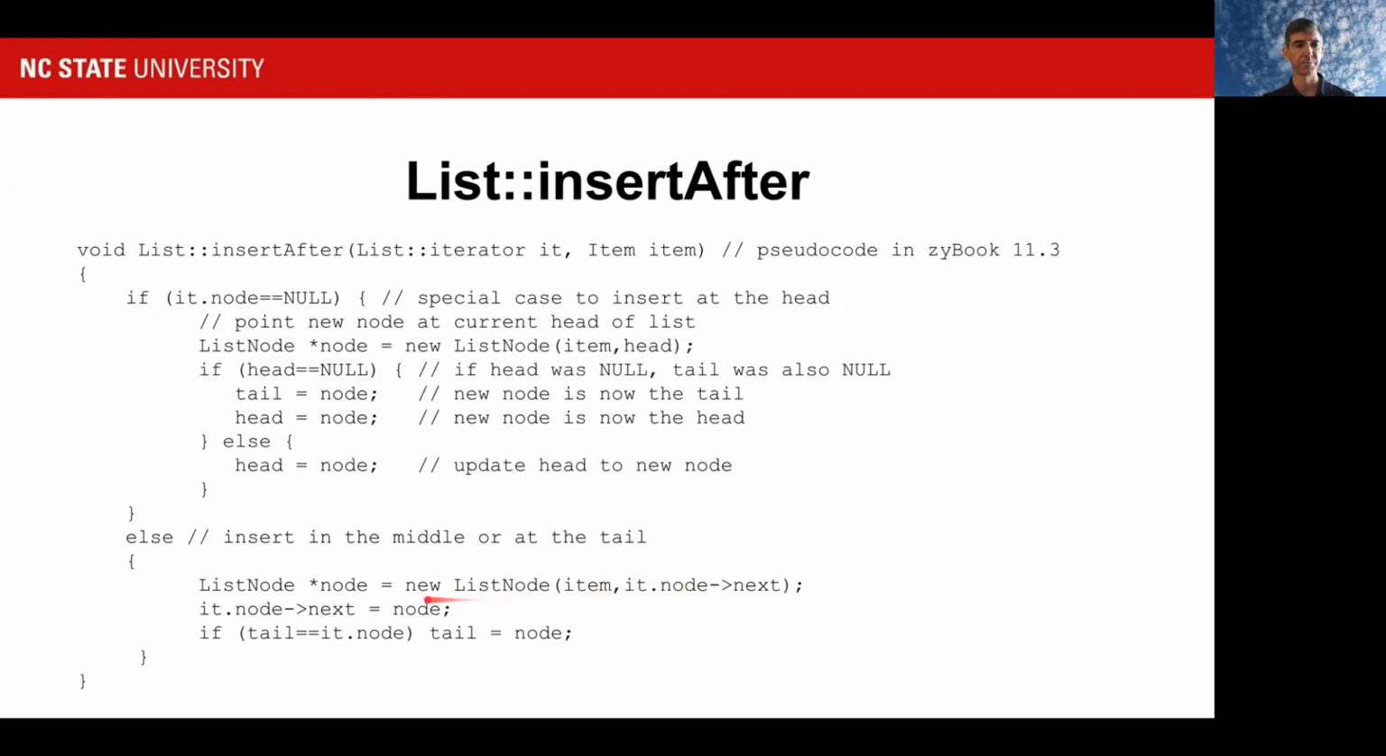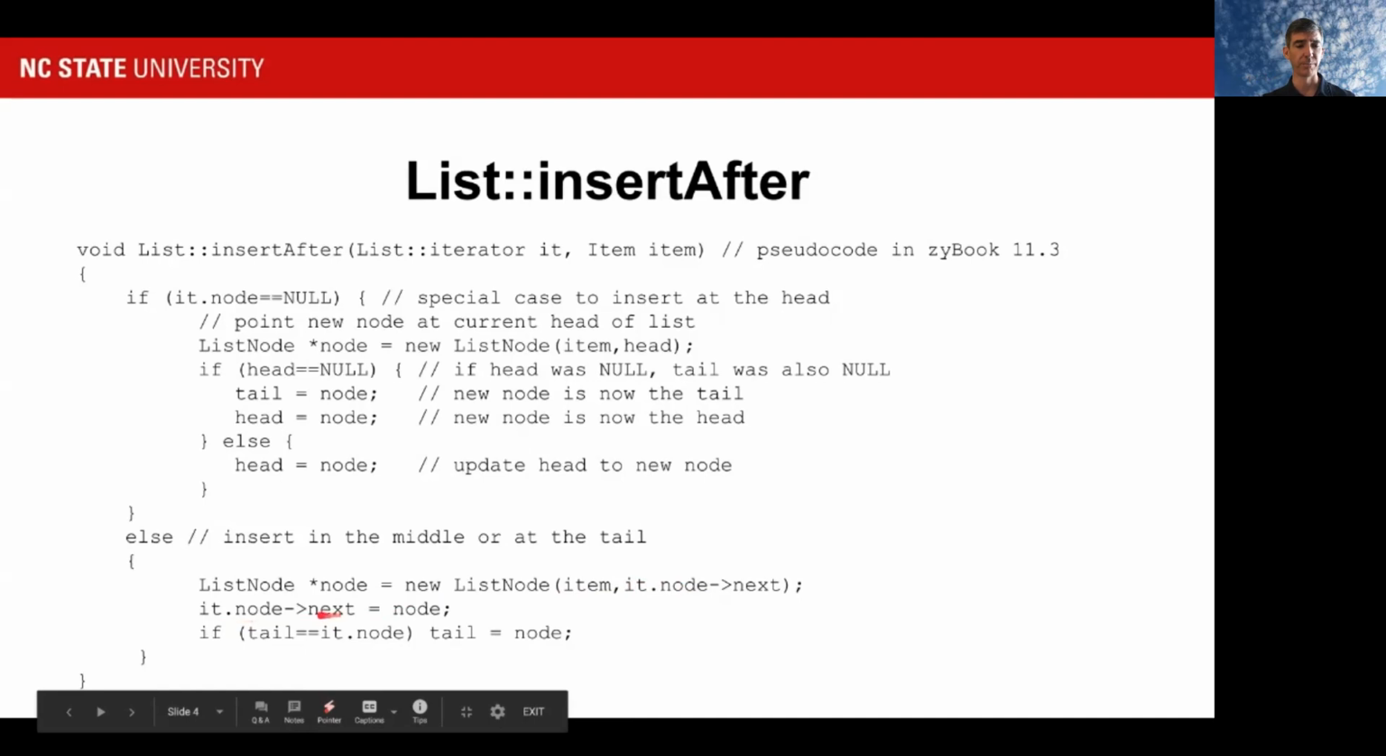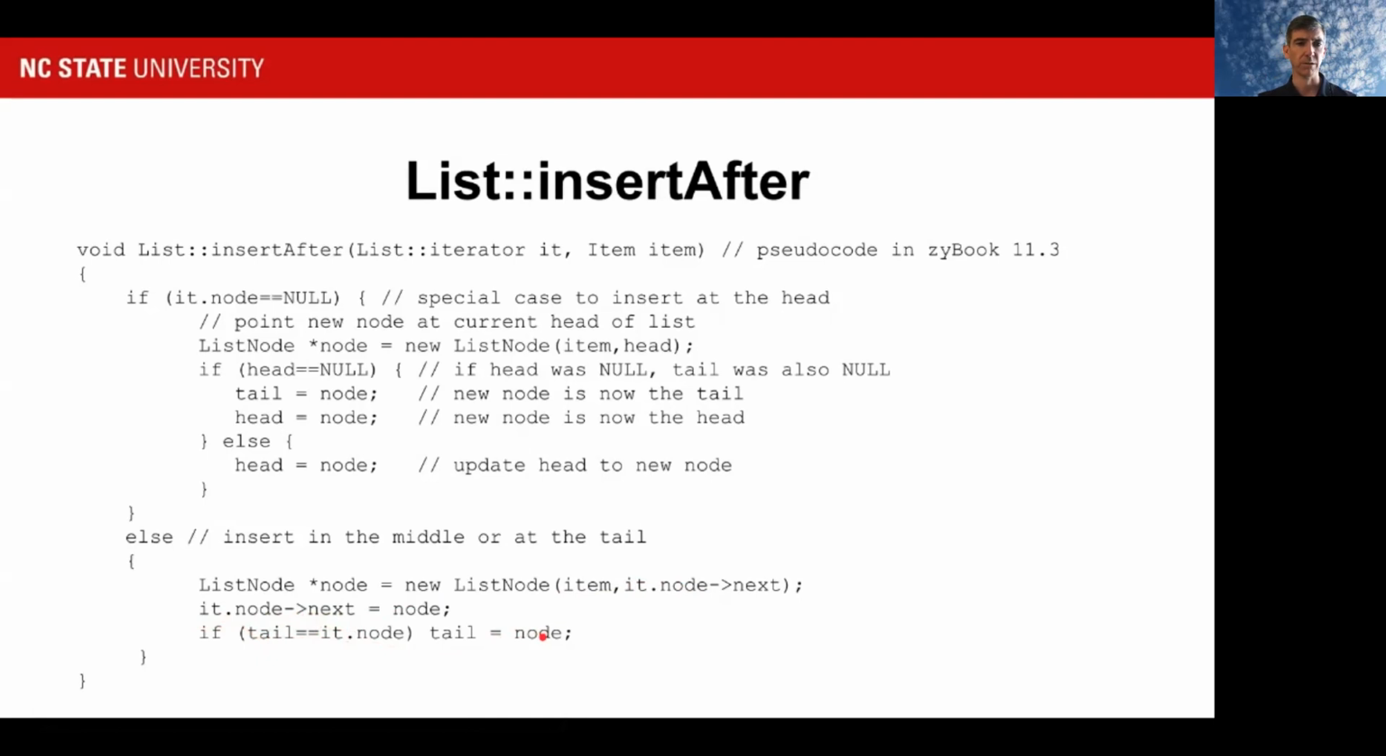Okay, and then I update the next field of the node that we're inserting after to point to this new node. And then if it's the case that the tail used to be pointing at the iterator node, then I update tail to point at my new node because now it's the last one. Okay, and that takes care of the case of inserting at the middle or the tail.